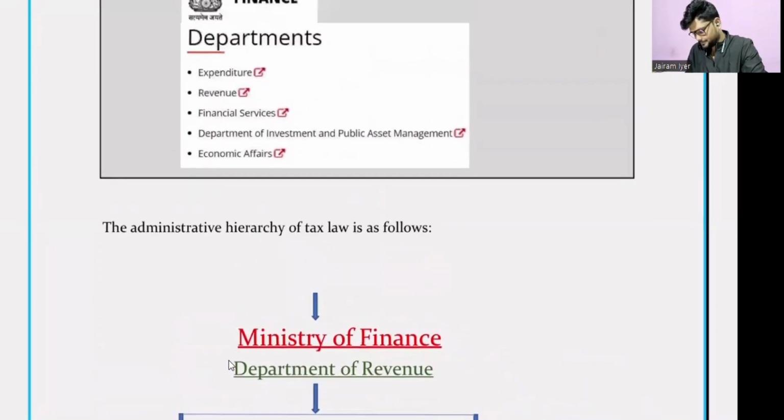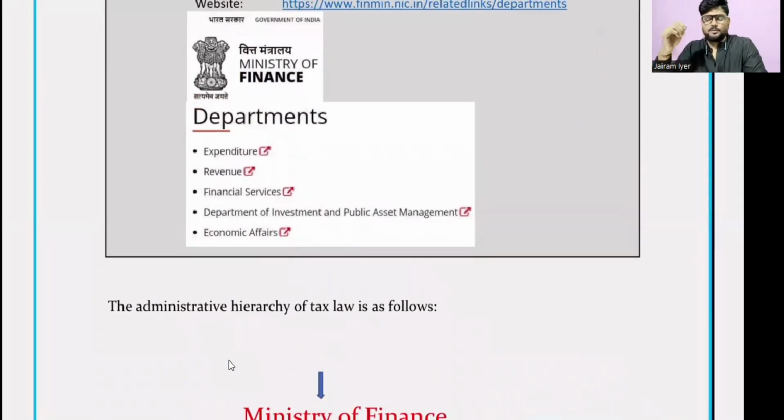Now see what actually happens. Our ministry, that is the central government, is divided into different parts. Let's assume something. Like in CMA Inter, you have 8 subjects. Do you think these 8 subjects can be handled by Jairam sir alone? No, it cannot be. It's a tougher thing to be done. It's not impossible, but it's very tough.